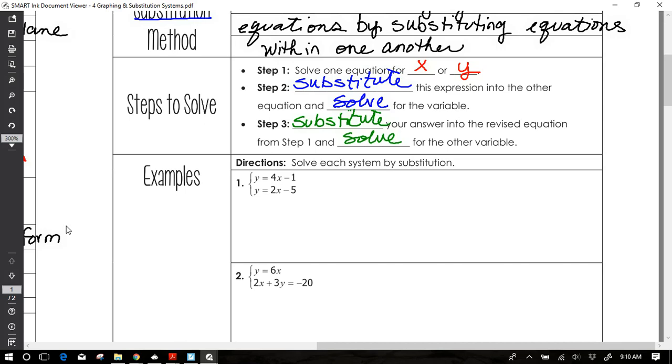So step 1, make sure that one of the equations is solved for either x or y. And right now they both already are. So I like to take the bottom equation and write it right here, okay? But instead of the y equals, I'm going to replace that y with this other line. See how y also equals 4x minus 1.